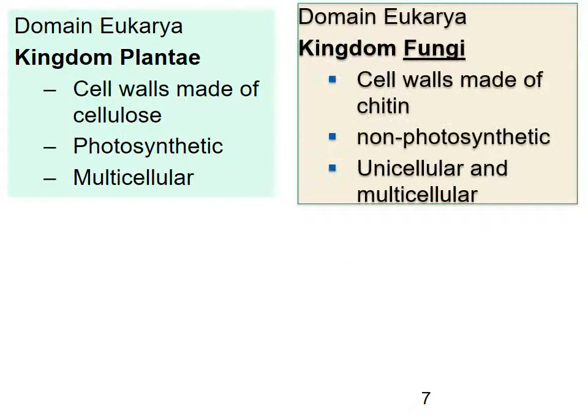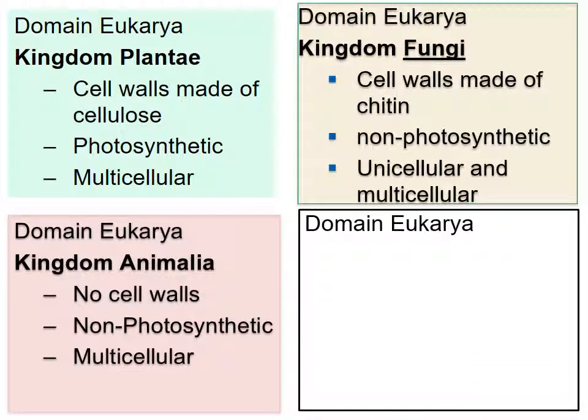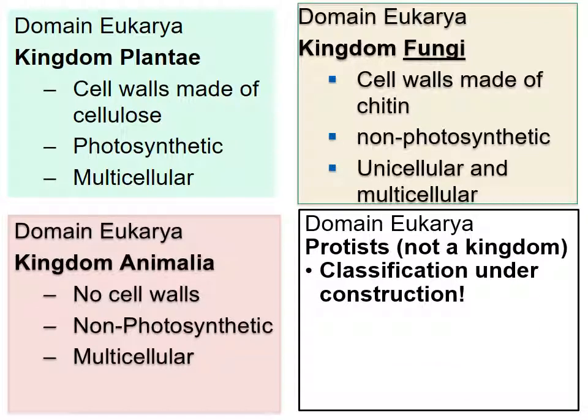If we look at fungi, they have cell walls that are made of chitin. They're not photosynthetic and they could either be unicellular or multicellular. Then we've got animals. They've got no cell walls. They're not photosynthetic and they're multicellular. And then we've got that catch-all group, protist. Not a kingdom though, so be careful on that one. Their classification is under construction or under debate.